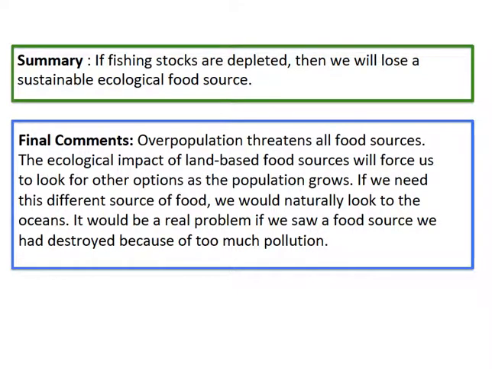So let's say that we offer this summary. If fishing stocks are depleted, then we will lose a sustainable ecological food source. That sounds like a good summary of the argument we've made, so we then need to provide some final comments. And here in this blue box, the final comments talk about overpopulation and its impact on food sources in general. This ties directly back to the specific argument about fishing stocks, but also expands the number of things we've given our reader to think about. This is a good, concise conclusion, and it accomplishes both of the key themes a good conclusion does.